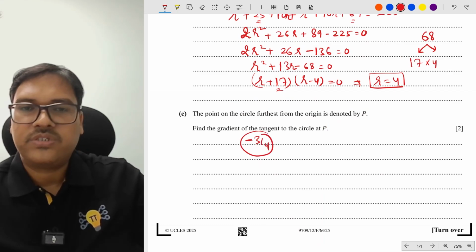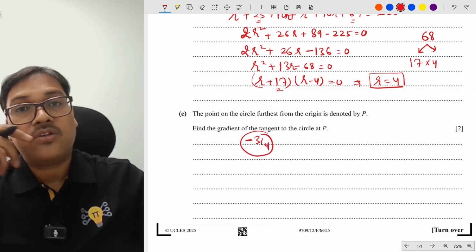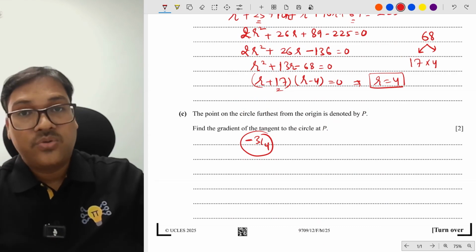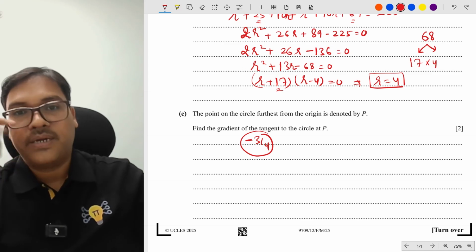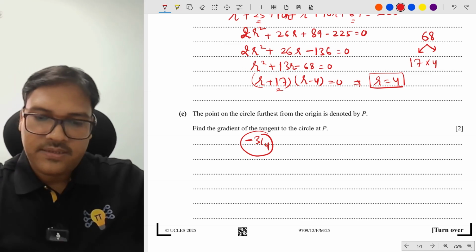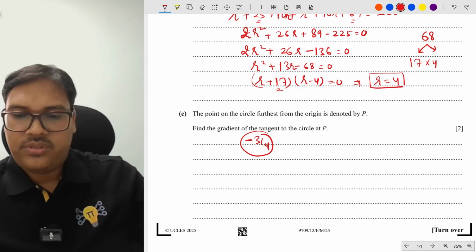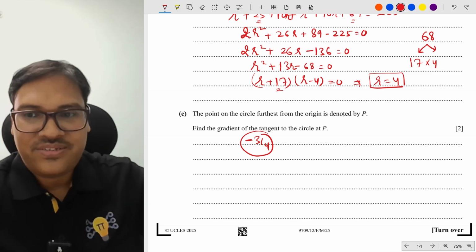So you don't have to use differentiation here. You can directly get it, because if you use differentiation, you need to find the coordinates of point P, and then you will have to find the differentiation. So better use the properties of circle. So what is the gradient? This is minus 3 by 4. That is the answer to this question. I hope this is clear.